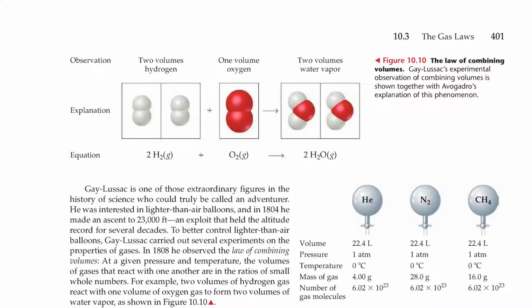Figure 10.10, the law of combining volumes. Gay-Lussac's experimental observation of combining volumes is shown together with Avogadro's explanation of the phenomenon. 2 volumes of hydrogen and 1 volume of oxygen yield 2 volumes of water vapor.